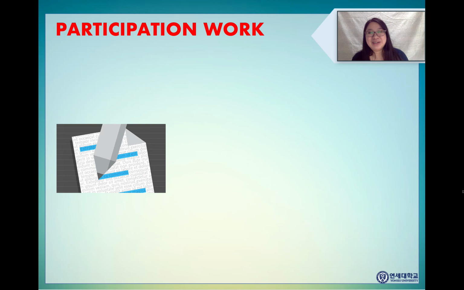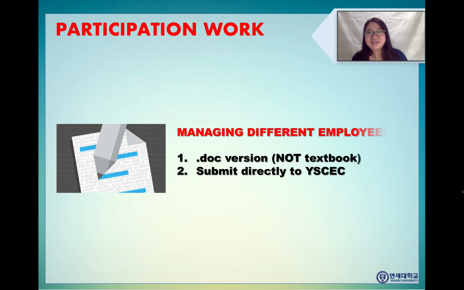Don't forget that your participation work involves managing different employees. Please use the Word document version and not the textbook. You can submit the document directly to YSEC. And remember, we have an entire week to complete your work.